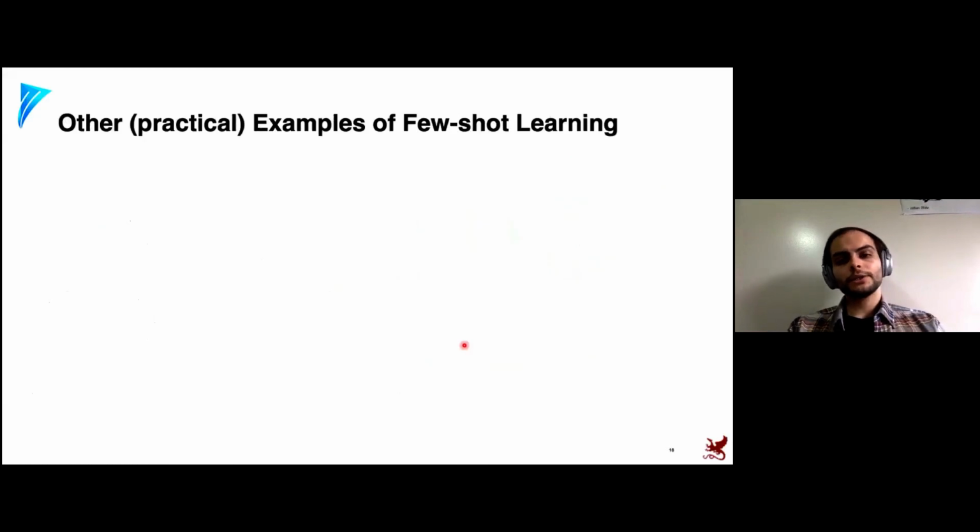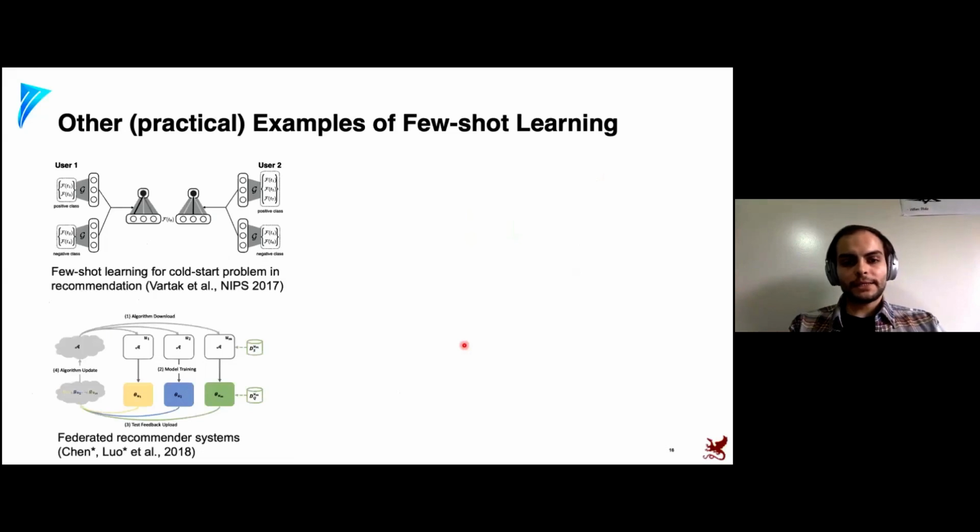Okay, so let's look at just a few practical examples. Where does this few-shot learning come from, right? It seems like an arbitrary toy task where we have a bunch of examples in the training set, and then we want to learn to classify. Why does this make sense? Well, in some settings, it actually maps nicely into the problem of interest.